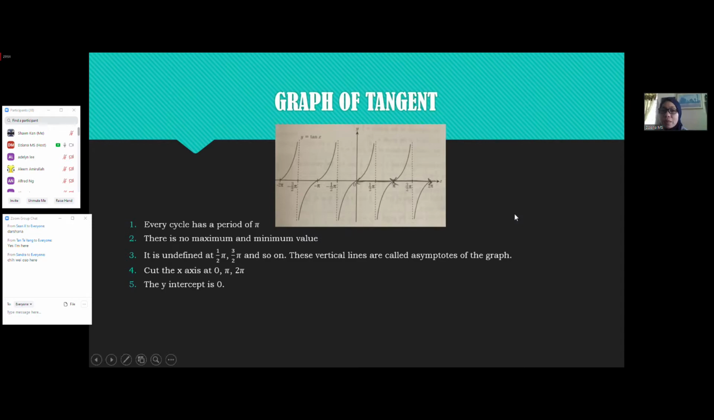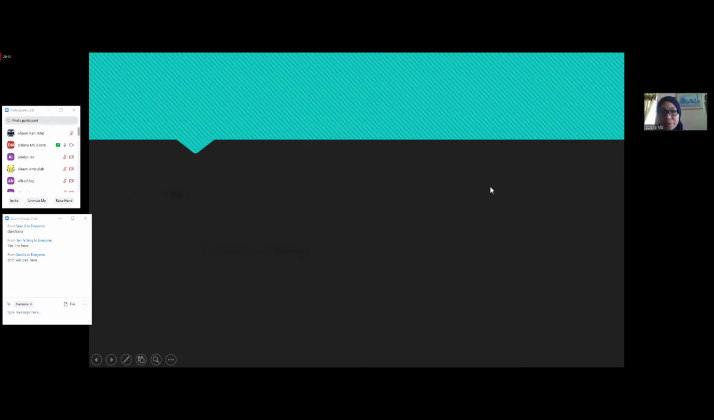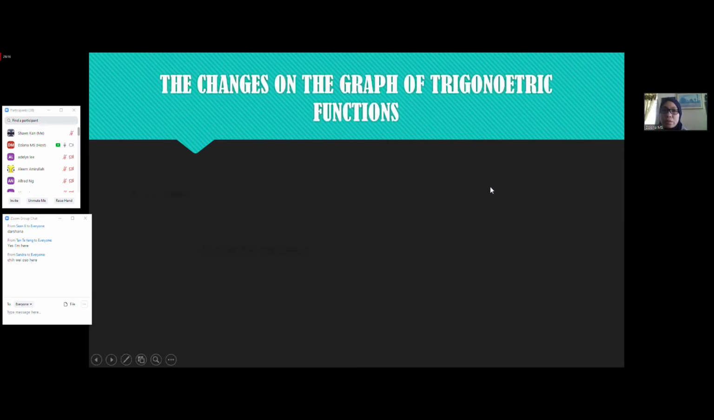Okay, for Additional Mathematics, they won't ask you to draw or sketch the basic graph of sine, cosine or tangent. They will make changes on the graph. Can I just move on to the changes? This part is very important. Okay, the changes on the graph of trigonometric functions. Basically, there are 5 changes.